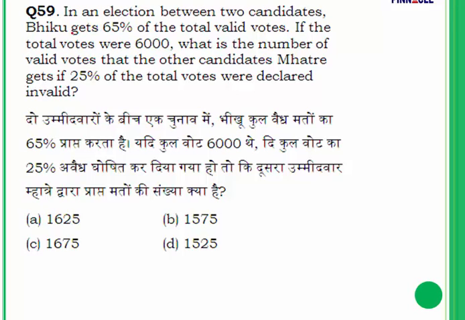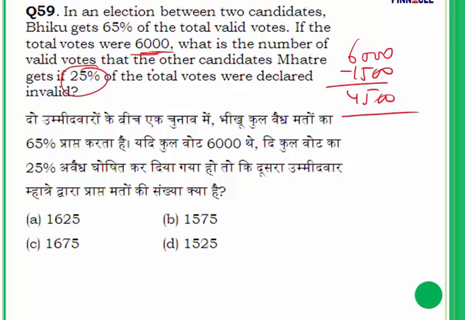28 is the answer. Next question is question number 59. In an election between two candidates, Bhikkhu gets 65% of the total valid votes. If the total votes were 6,000, what is the number of valid votes that other candidate Mahathir gets if 25% of the total votes were declared invalid? 25% of the total votes. 6,000 is the total vote. 25% of 6,000, that is 1,500, is invalid. It means valid is 6,000 minus 1,500, that is 4,500.